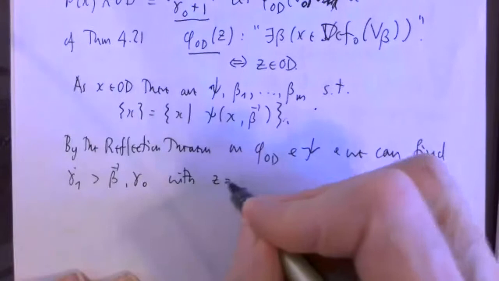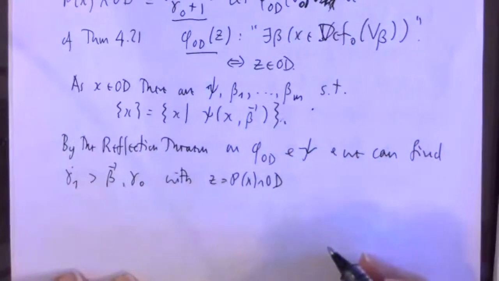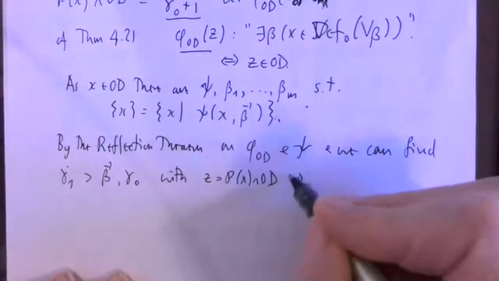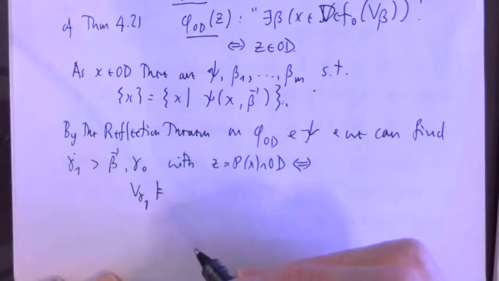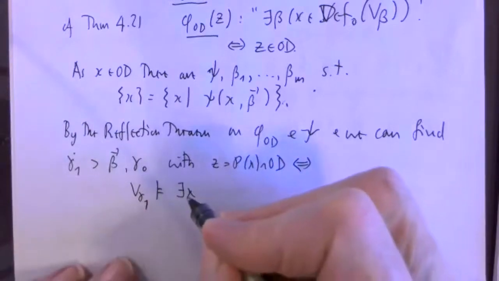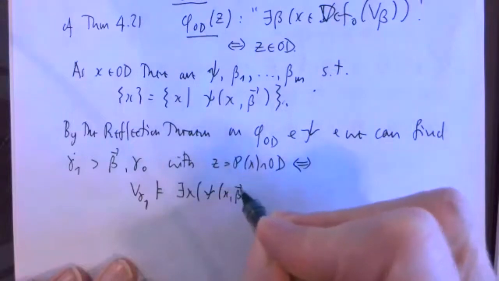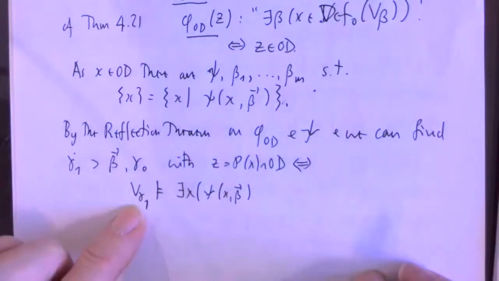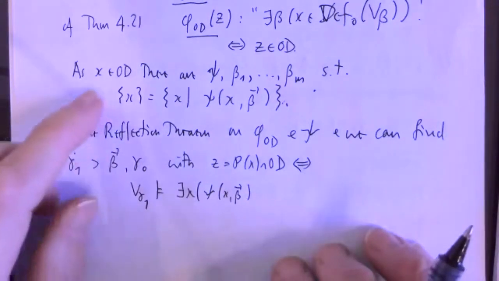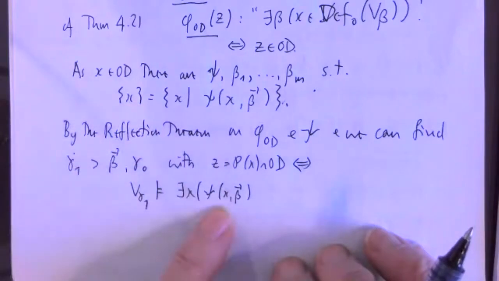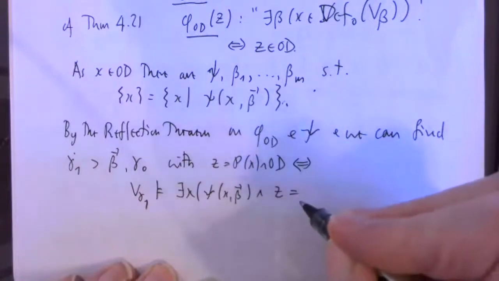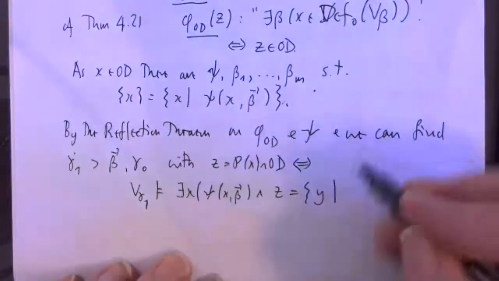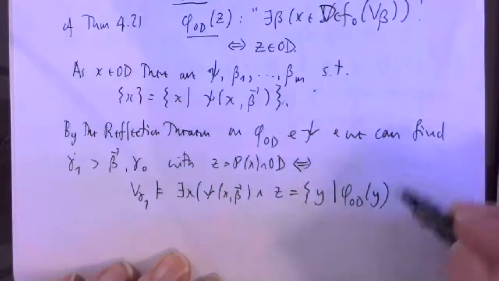And now if Z is the power set of X intersect OD here, if and only if, reflecting to gamma 1, what holds in gamma 1: there is an X, so it's the psi X beta vector. So gamma 1 is big enough to see the X, that's the unique thing that makes psi true. So X is there inside V gamma 1. And then Z is the set of Y's that are in OD, and Y is a subset of X.